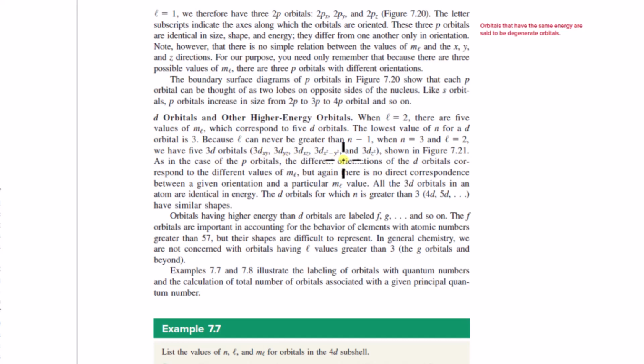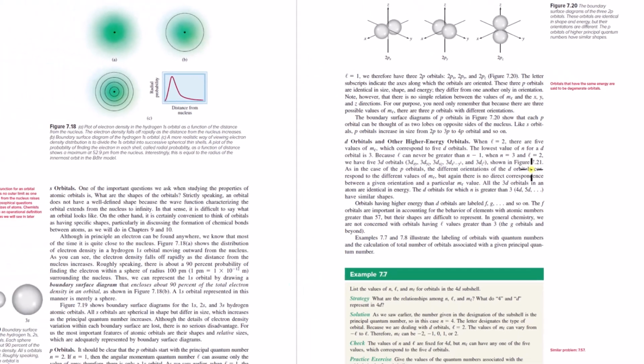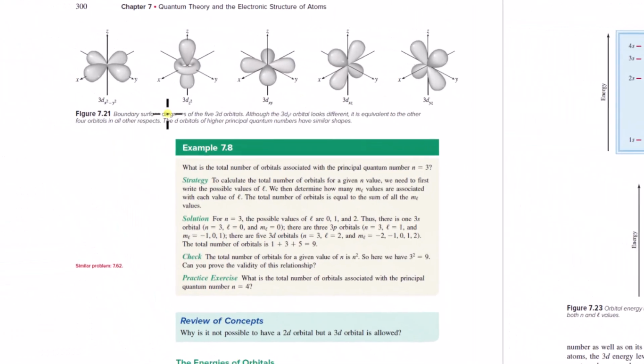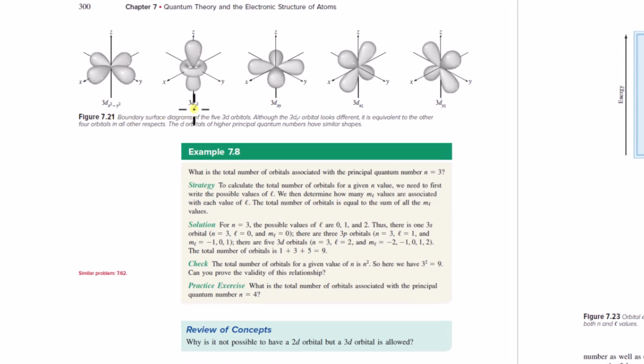So there are 5 d orbitals at 5 different orientations, shown in figure 7.21. Let's take a look at figure 7.21. This is what the d orbitals look like, and the subscripts correspond to these shapes. You can do your own research to see exactly how these subscripts correspond to the orientations, not the shapes, sorry.